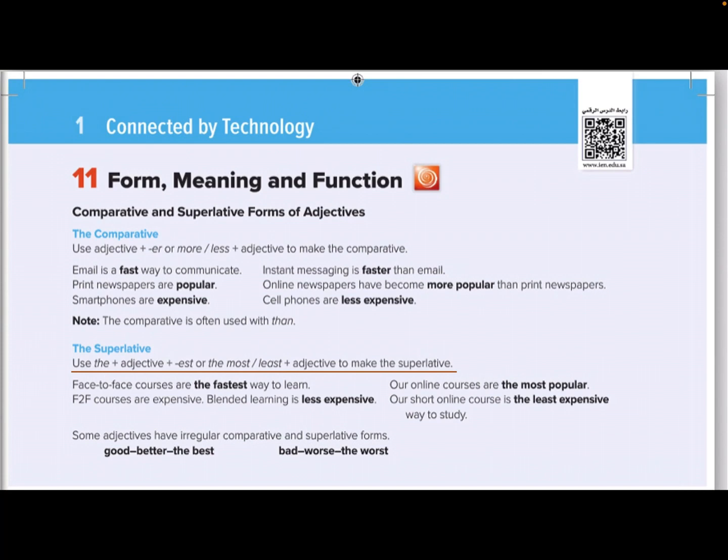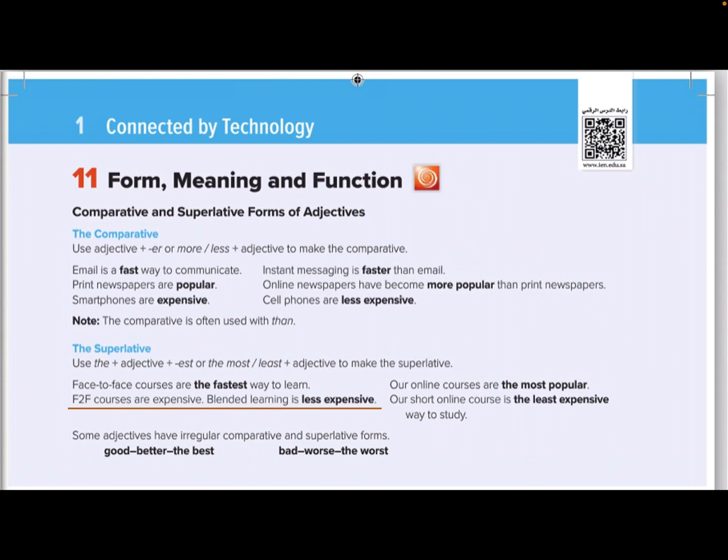لعمل المقارنة. For example, face-to-face courses are the fastest way to learn. التعلم الحضوري أو الوجه لوجه يعتبر أسرع طريقة للتعلم. The adjective in this sentence is fast. الصفة هنا يا شباب fast، فأصبحت the fastest أو الأسرع. Our online courses are the most popular. التعليم عن بعد يعتبر الأكثر شيوعا. So the adjective here is popular، صفة طويلة فأضيفت إليها the most.